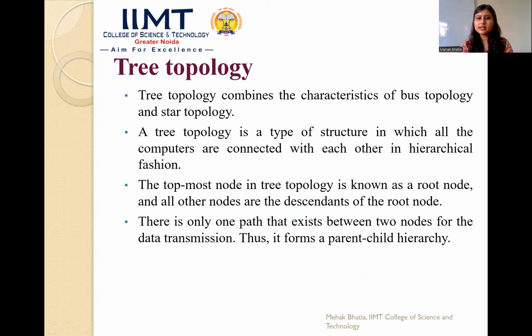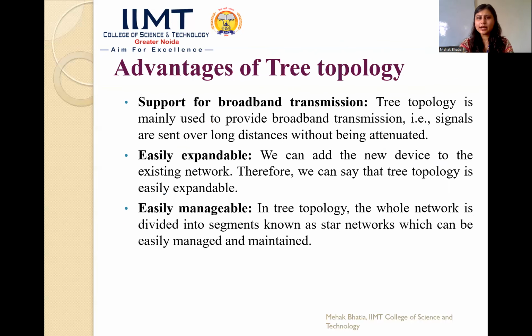A tree topology is the type of structure in which all the computers are connected with each other in a hierarchical fashion. In a tree-like structure, the top node in the tree topology is known as the root node, and the other nodes, which are the descendants of the root node, are called the child nodes. There is only one path that exists between two nodes for data transmission. Thus, it forms a parent-child hierarchy. What are the advantages?